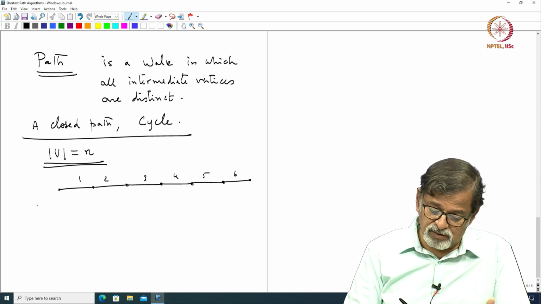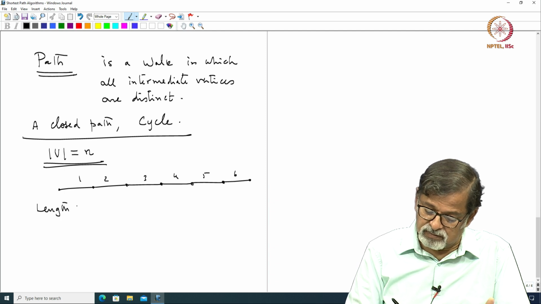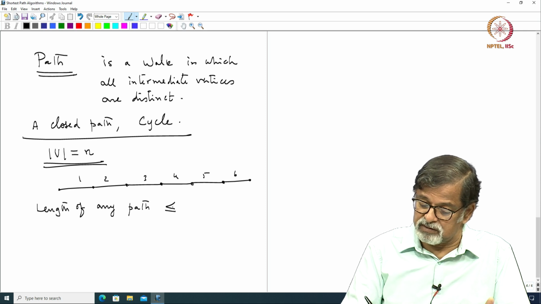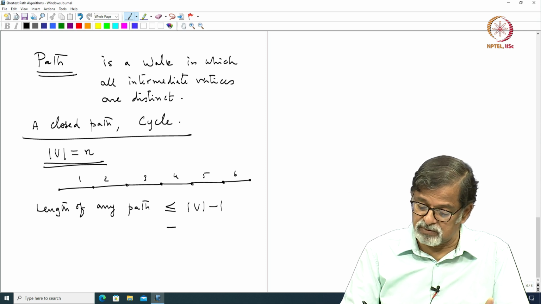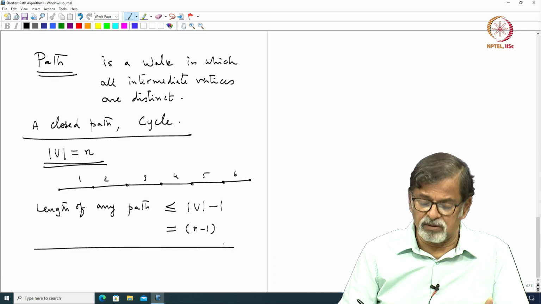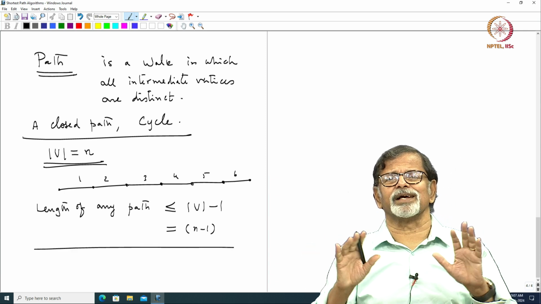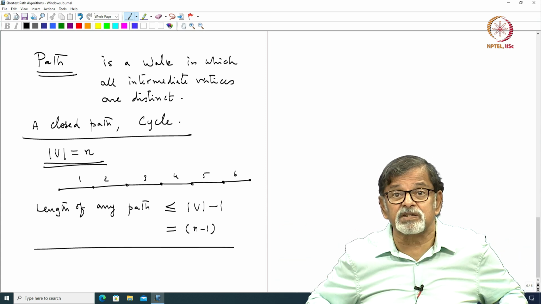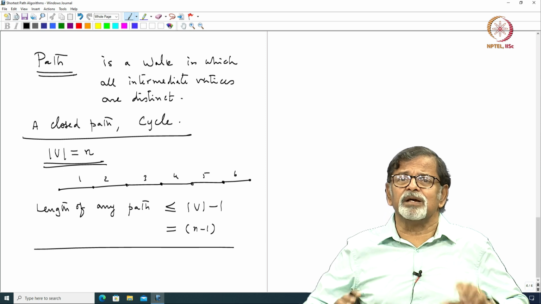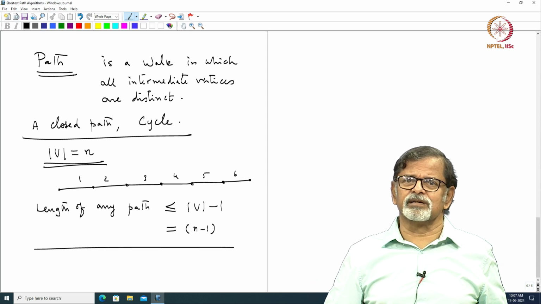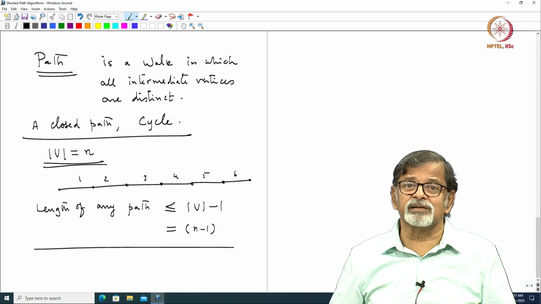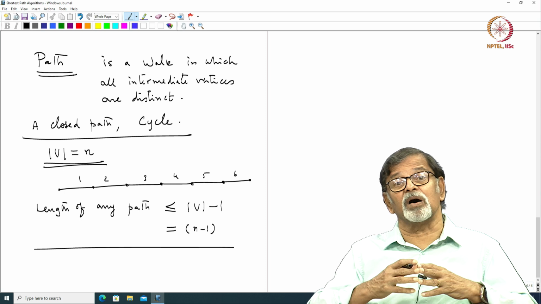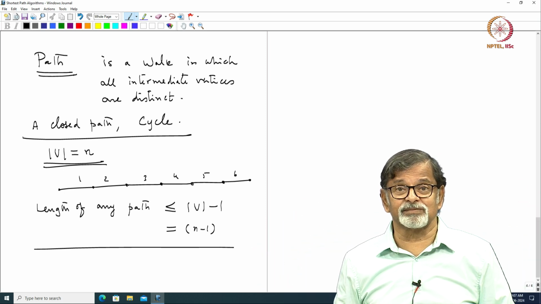Therefore, the length of any path is less than or equal to n minus 1. That is, you take any path, it cannot have more than n minus 1 edges. The maximum number of edges possible in any path is only n minus 1. A walk is not like that. A walk can have an arbitrary number of edges. It can be arbitrarily long. Okay?